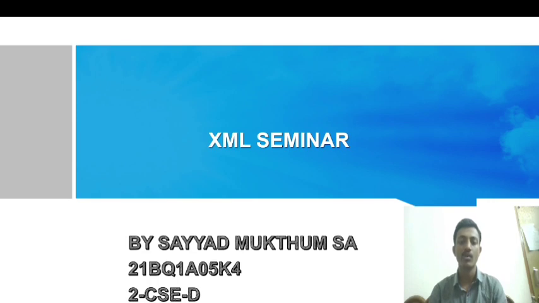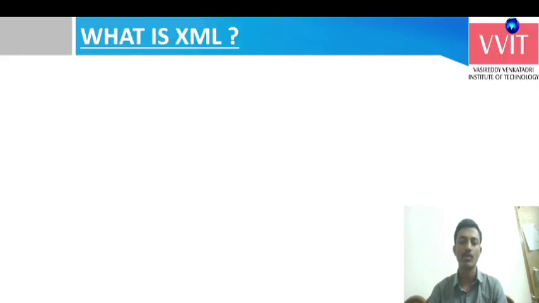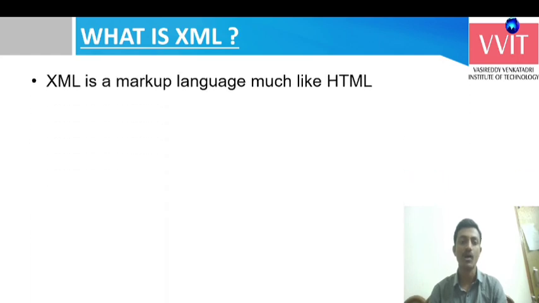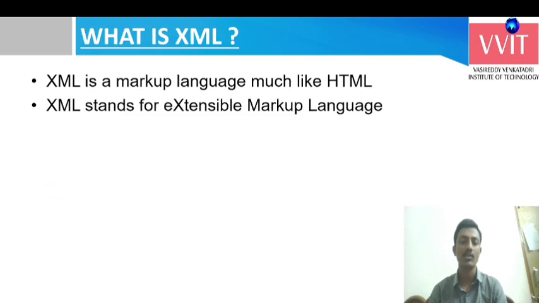21BQ1A05K4. In this video, I am going to explain about XML. What is XML? XML is a markup language like HTML. XML stands for Extensible Markup Language. Here, extensible means that users can use XML to define their own data formats.